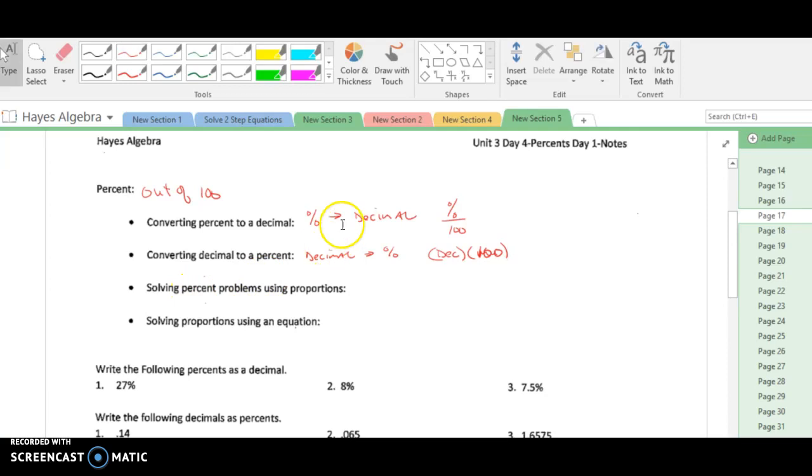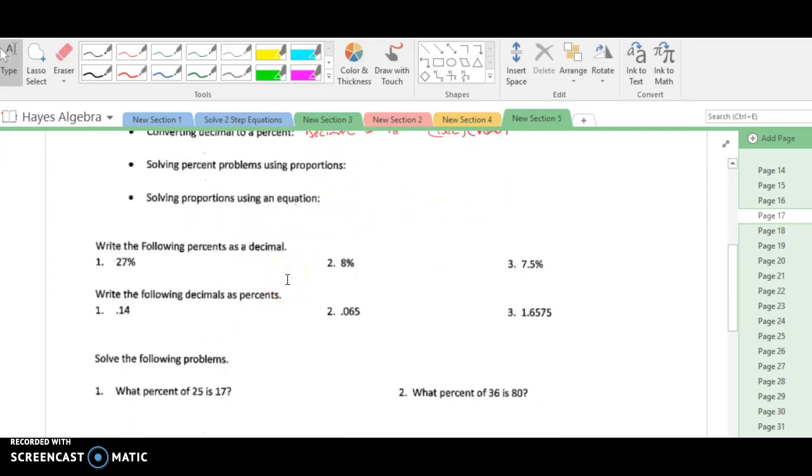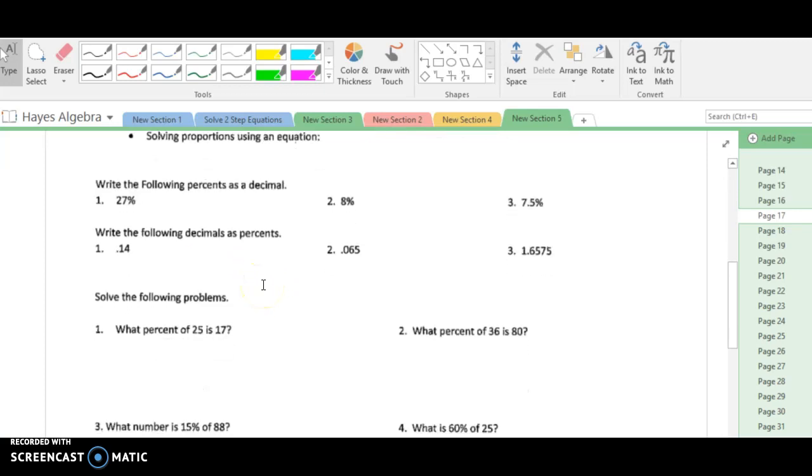Now, we can solve for percent problems using proportions or using an equation. With you, I'm going to try the equation first because in real life, that's kind of what you're going to do. And it helps out with word problems a little better. All right, so write the following percents as decimals. Remember, when we go percent to a decimal, we take the percent and divide it by 100.